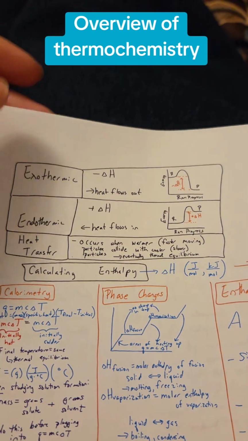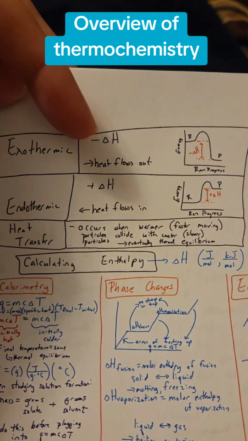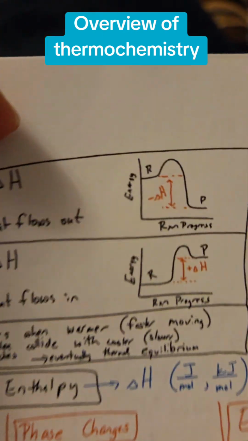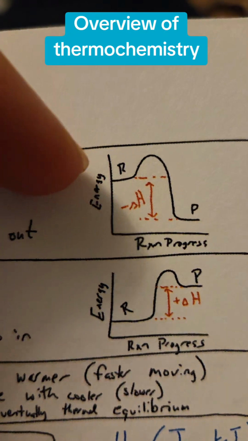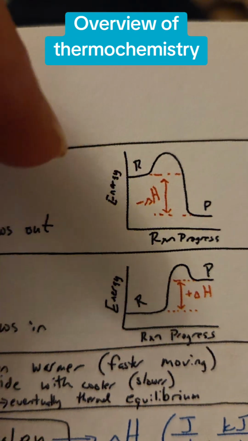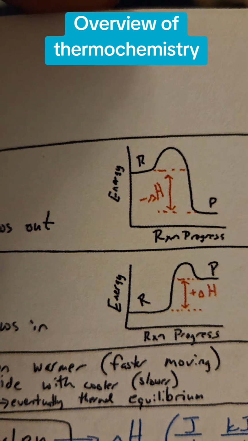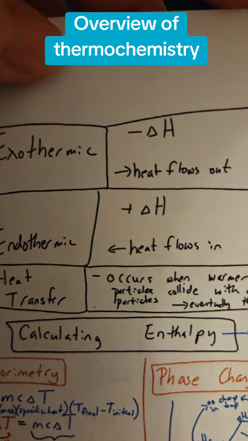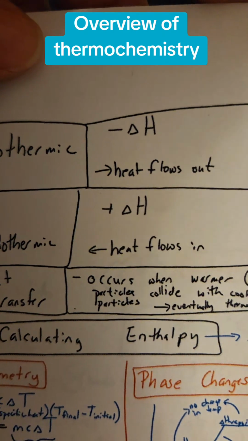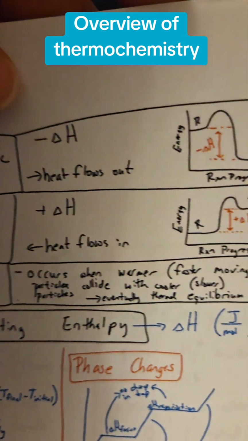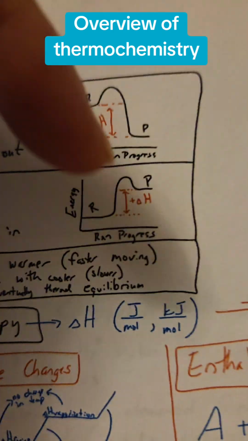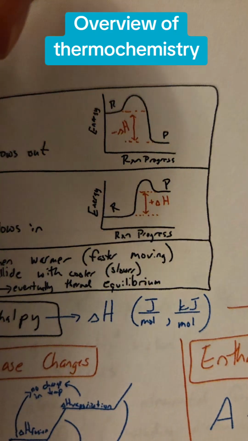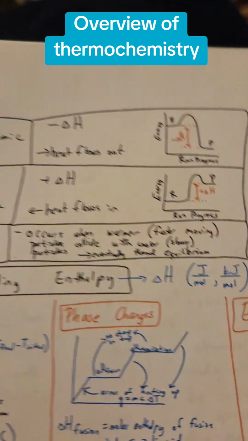Exothermic reactions are reactions in which there's a negative delta H. That is where heat flows out. Graphically, it is going to look like this. So your reactants are going to be higher than your products, and when you do that subtraction, products minus reactants, you're going to get a negative delta H. Endothermic is the opposite. With endothermic, your sign of delta H is positive, which means heat flows into the system. And then in this case, your products are going to be higher in energy than your reactants.